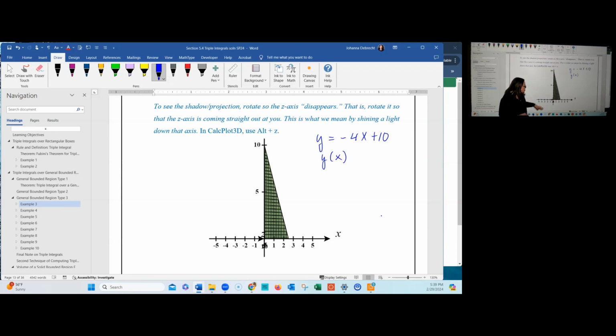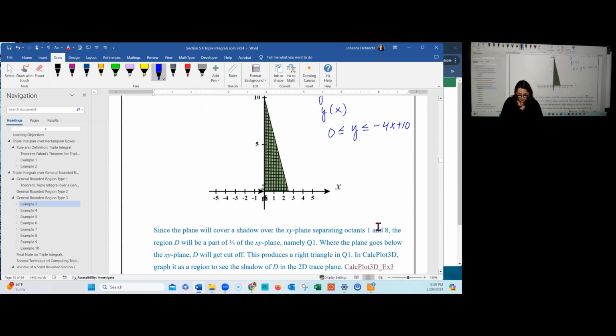So what is the lowest value of y in this shadow cast by our surface? Well, the lowest, of course, is just the x-axis, so y equals 0. The upper is given by this surface right here, which is the line. This means that y is going to be between 0 and negative 4x plus 10. What about my x's? Well, x goes from 0 to 5/2. So that will give me my outermost limit of integration.